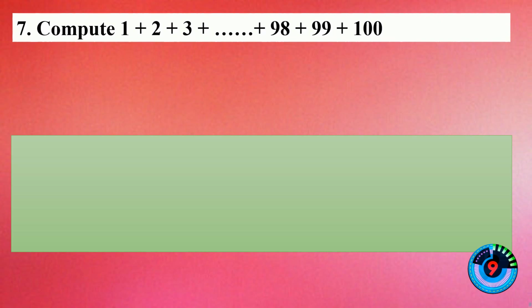Question number 7. Compute 1 plus 2 plus 3 plus a number of terms in between plus 98 plus 99 plus 100. So here also it is a very similar question where we know the first term is 1, the last term is 100. We need to compute this particular number sequence. Let us now look at the solution.